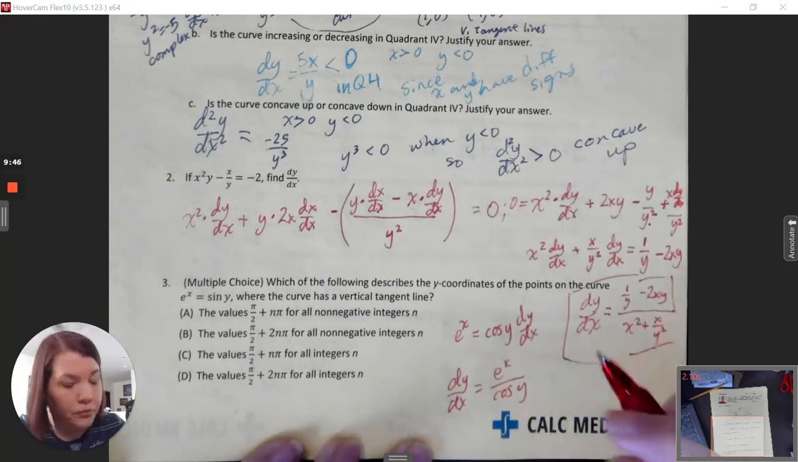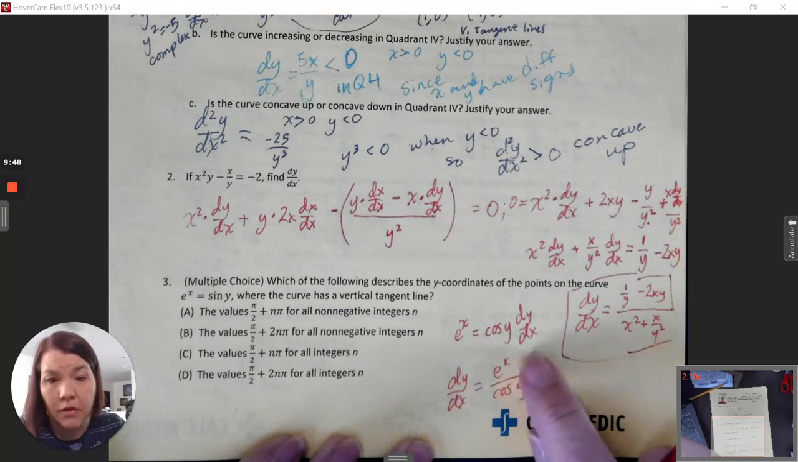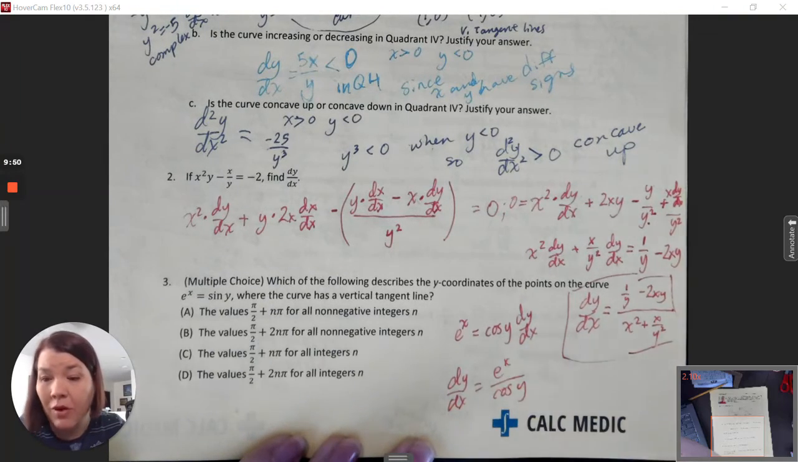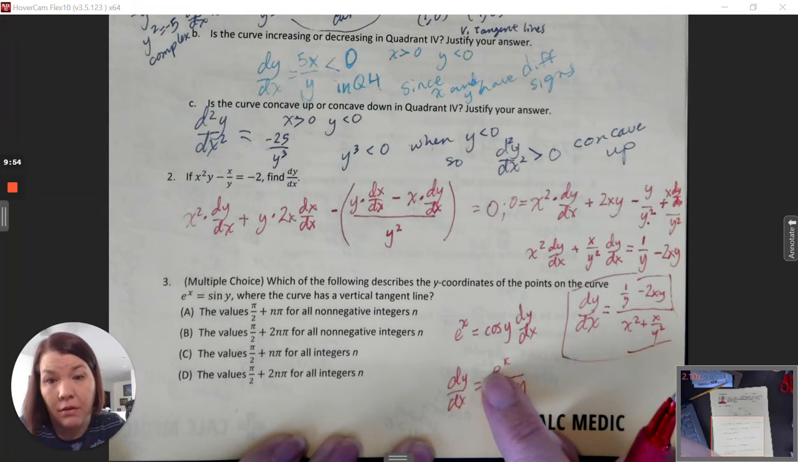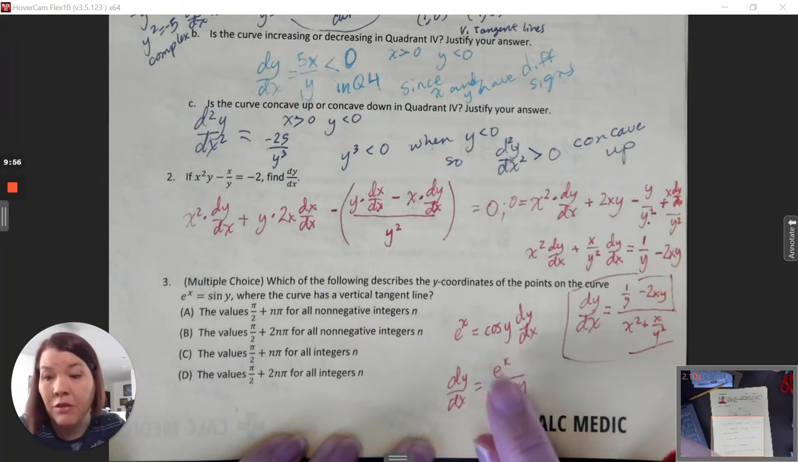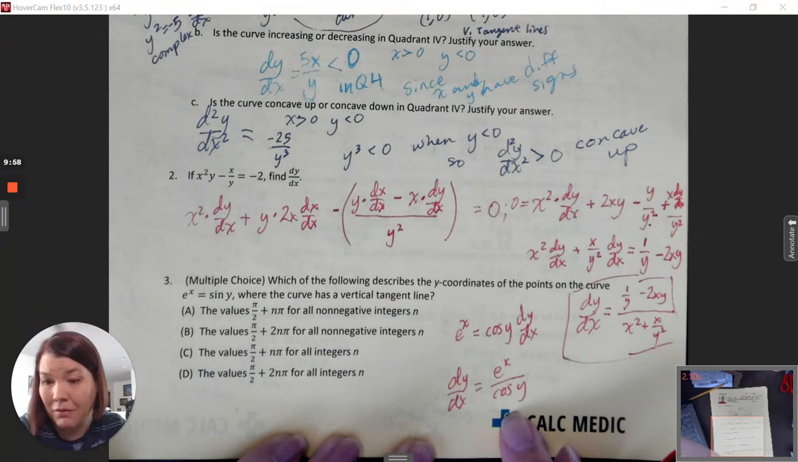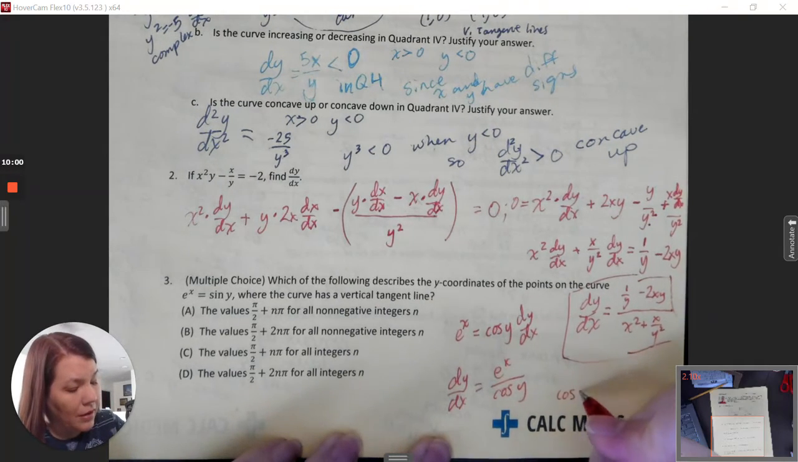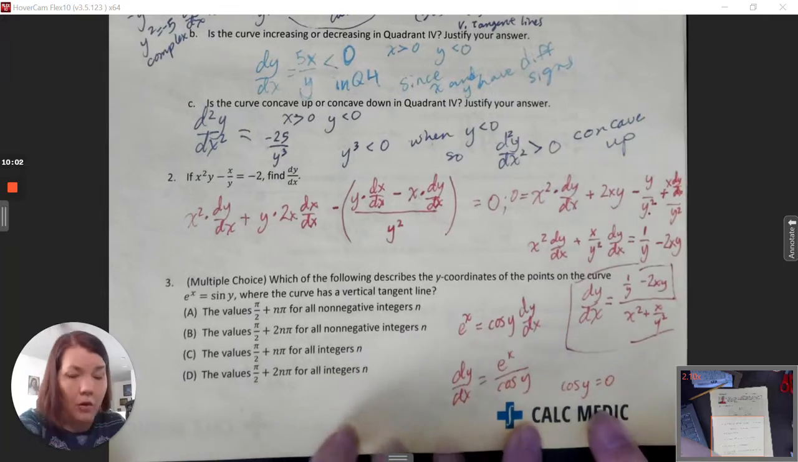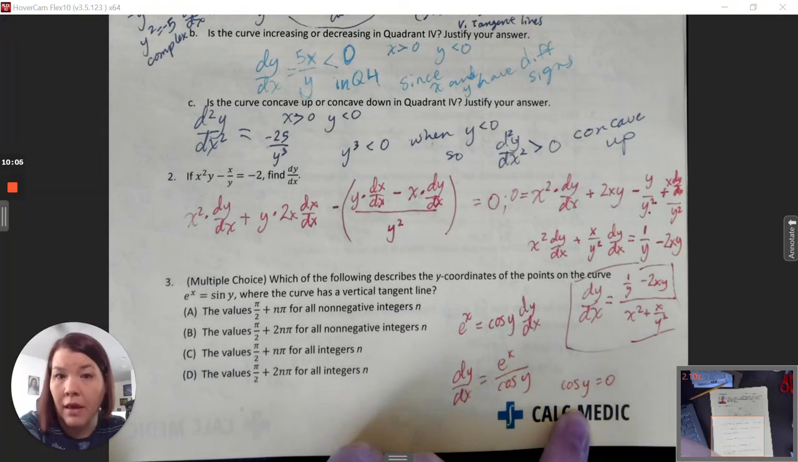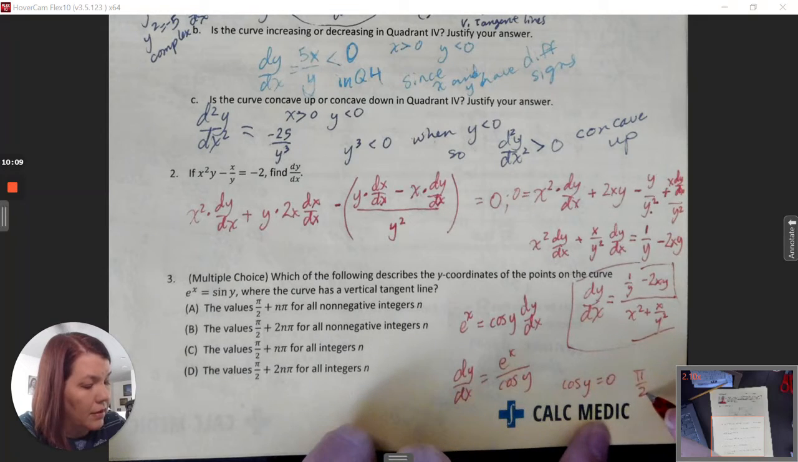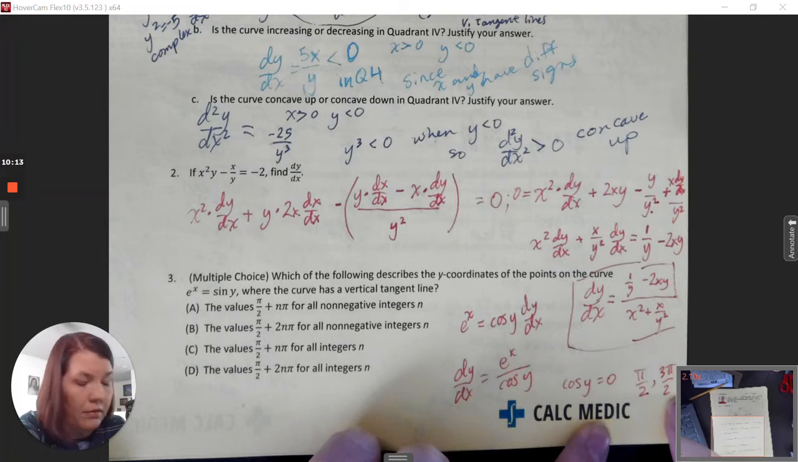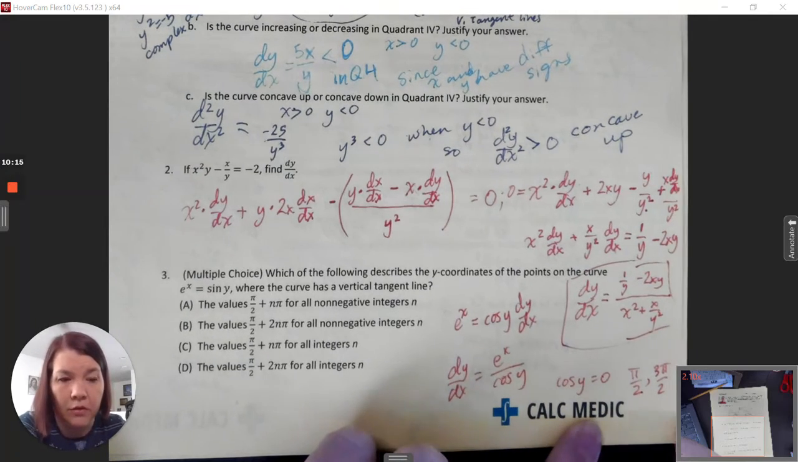E to the x is always positive. That means the numerator is never 0. But I want a vertical tangent line, so I want the denominator to be 0. So the cosine of y is equal to 0. Cosine is equal to 0 at pi halves and 3 pi halves. Okay, straight up and straight down on the unit circle.